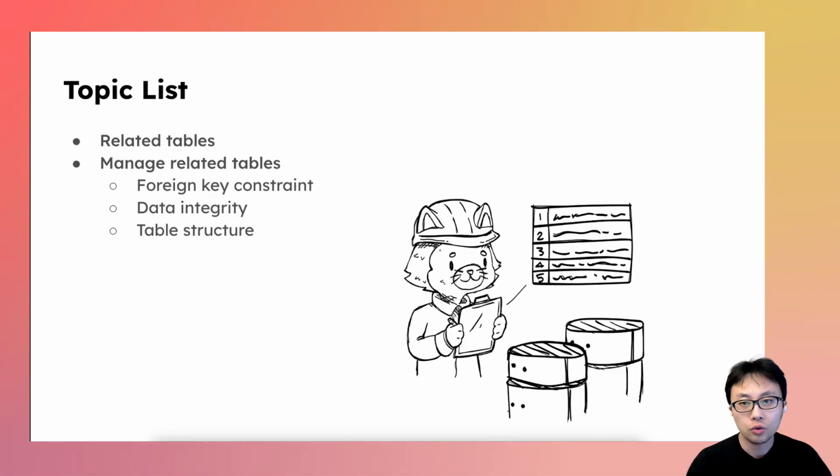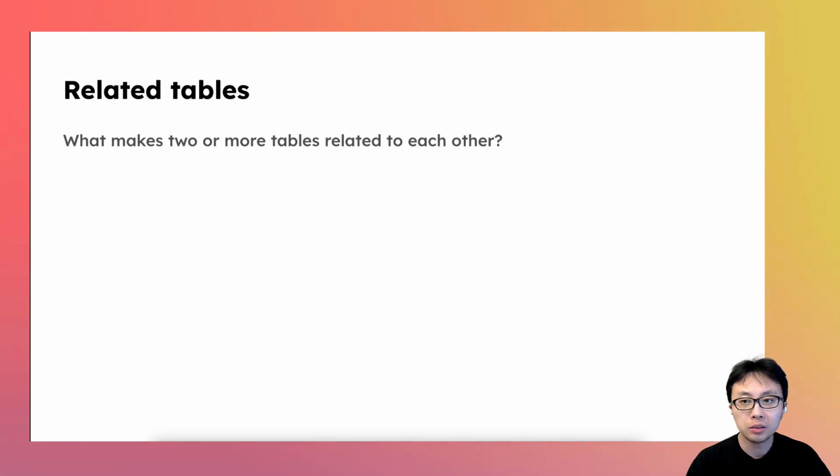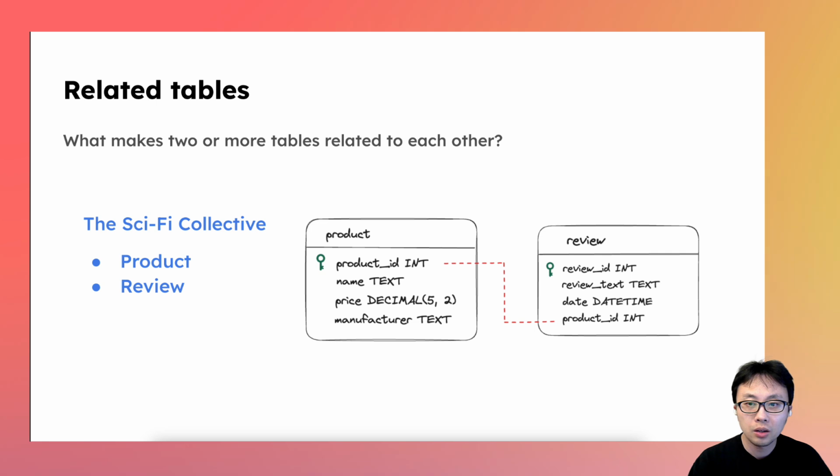In this video, you'll learn the basics of related tables and how such tables and their data are managed. Let's get started by defining related tables first. So what makes two or more tables related to each other? Let's use an example to explain this concept. Think about an online store named the Sci-Fi Collective that sells sci-fi products online.